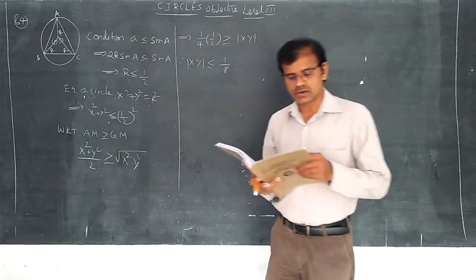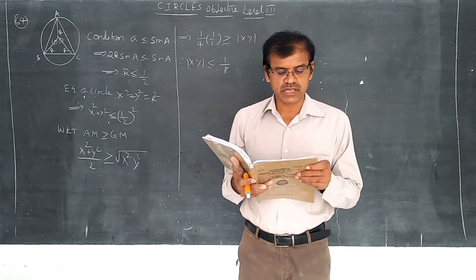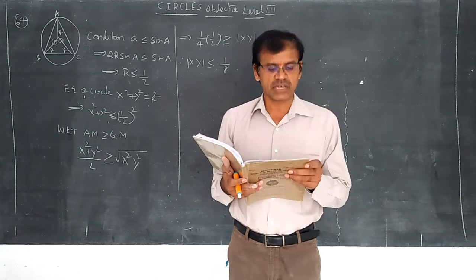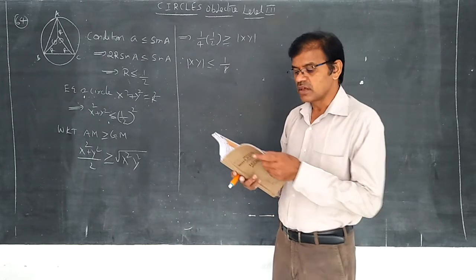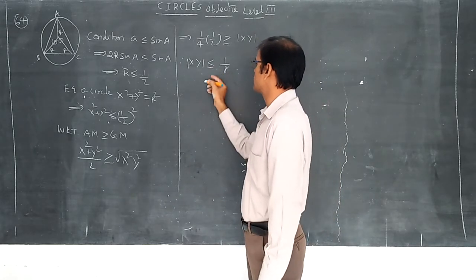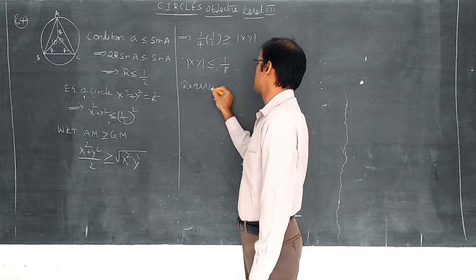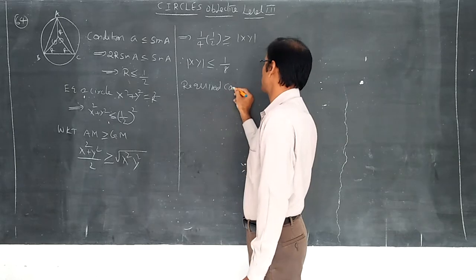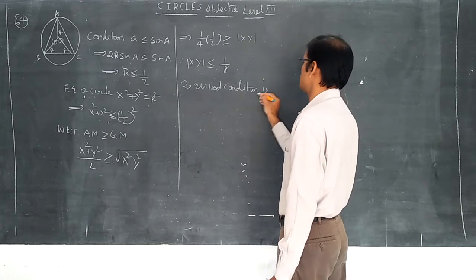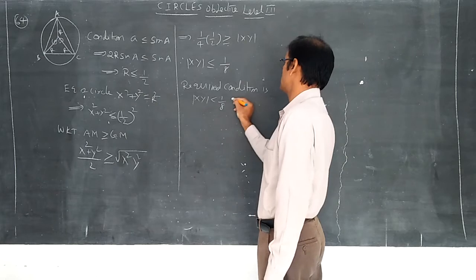So 1 by 8 is the correct option, the first option: modulus xy less than 1 by 8. Whose circumcenter is at the origin, then for any point xy inside, because he is asking inside, you should write inside, not on the circumference. So we should not write less than or equal to. The required condition means the point lies inside. The required condition is modulus of xy simply less than 1 by 8. Here it is option 1.